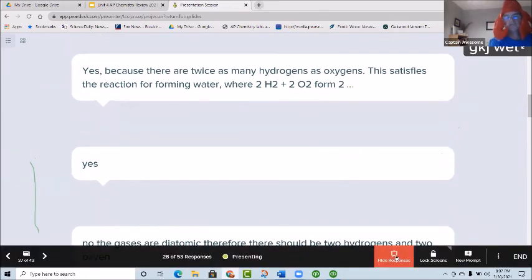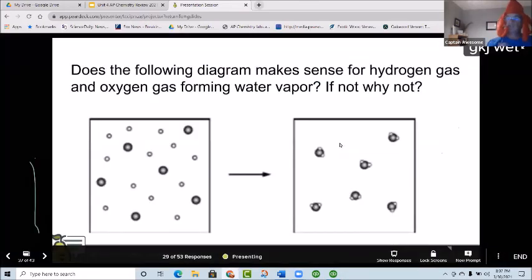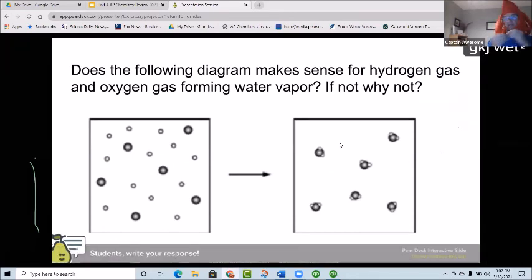Okay. So a lot of y'all are saying yes and no for really good reasons. So this is still a no because they're not diatomic. So you'd want the oxygens on the left-hand side to be stuck together, and you want the hydrogens to be stuck together. But the ratio is right. This time there's 6 oxygens and 12 hydrogens. So this time they got the ratio right.